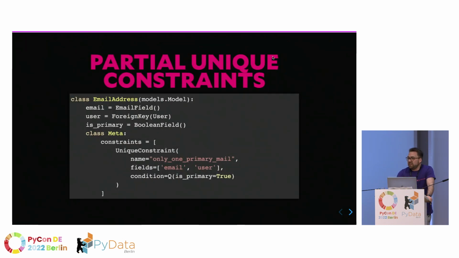There are a little more complicated unique index types. For example, in this case, you have a web application in which your users can add as many email addresses to their profile as they want, but for apparent reasons, only one of these email addresses should be marked as primary. So what we can use here is a unique constraint which is only conditionally applied for the email marked as primary.